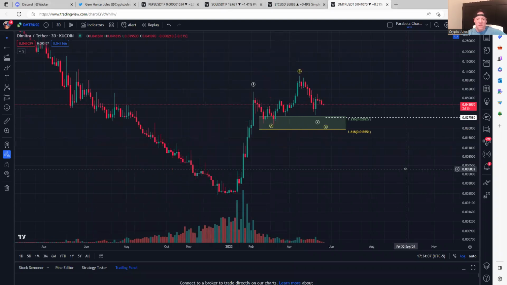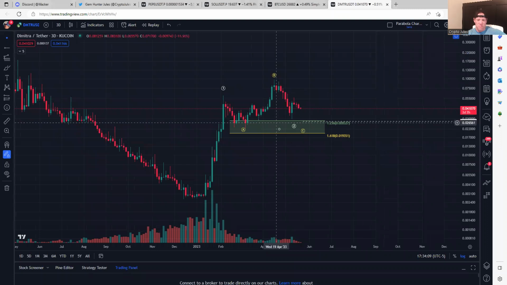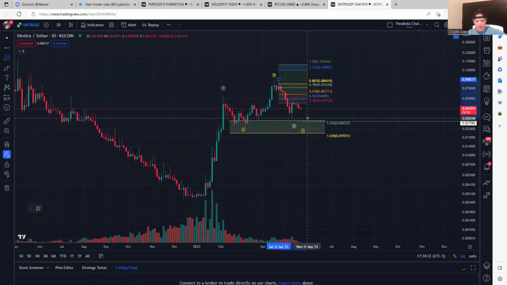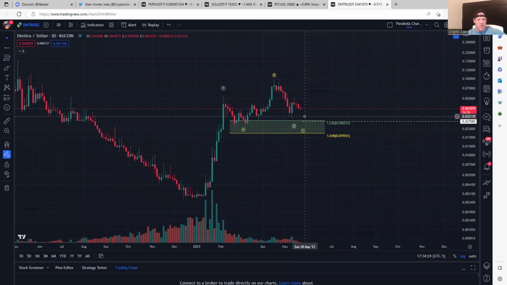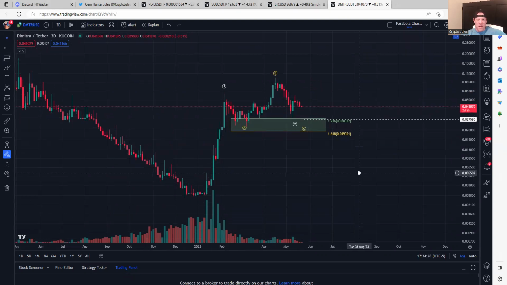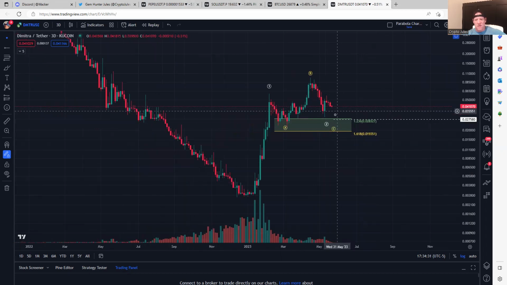The last time I did this video, we were just bouncing off of this zone here and looking pretty decent. With our bounce, we have got rejected at about the 0.5 retracement level as of right now, and potentially looking to head down.